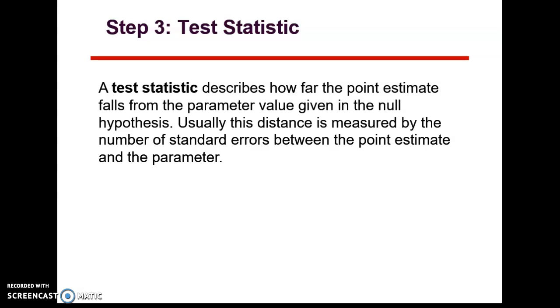So our test statistic is going to describe how far the point estimate falls from the parameter value given in the null hypothesis. And we usually measure it by standard errors between the point estimate and the parameter. In other words, how many standard deviations of the sampling distribution. Remember, we found that by the square root of p or p hat times 1 minus p or p hat, over n. Doing proportions. When we're doing means, we found it by sigma or s over the square root of n.